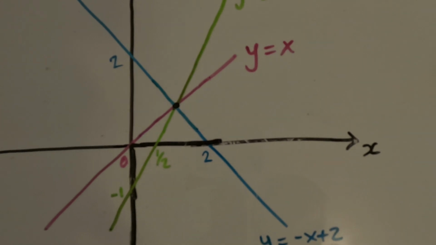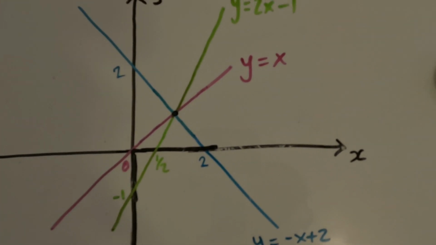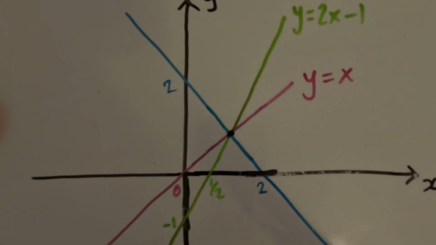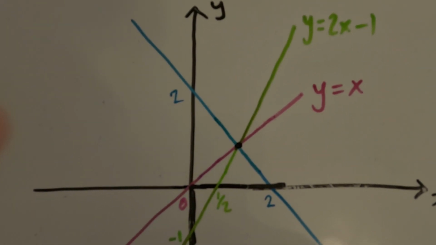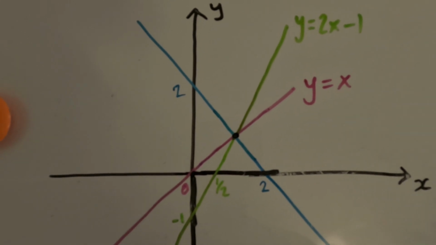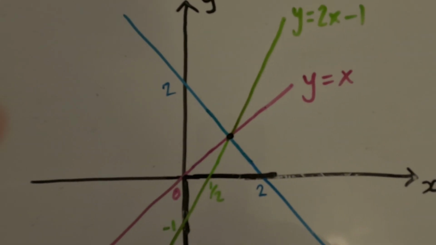Now let's just quickly look at the one for y equals x. For y equals x, the intercept is 0 and 0 for both. So we can't really do much for that because the intercepts are the same. So we would need another point.